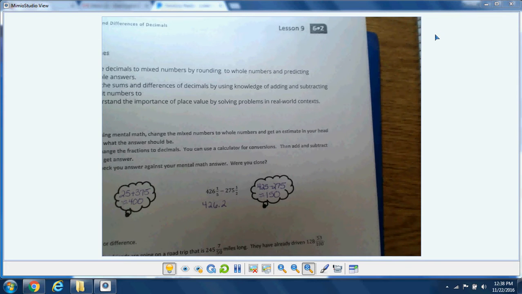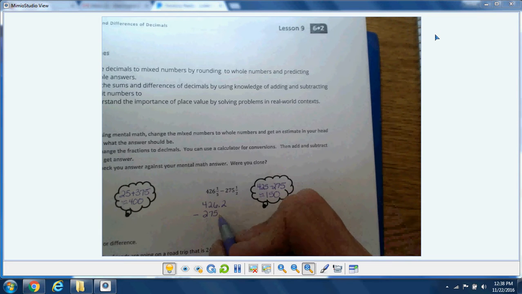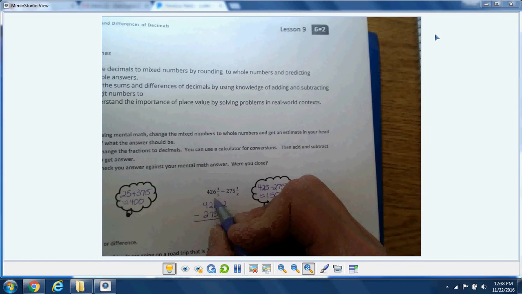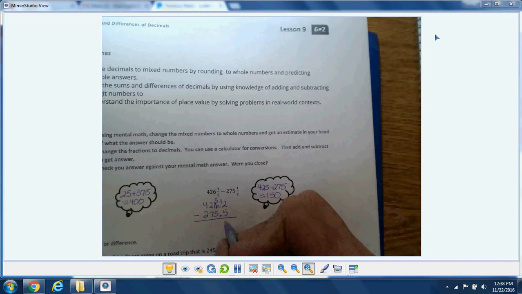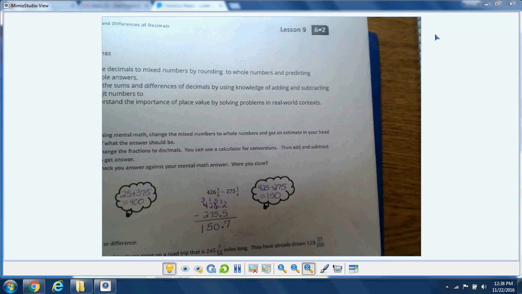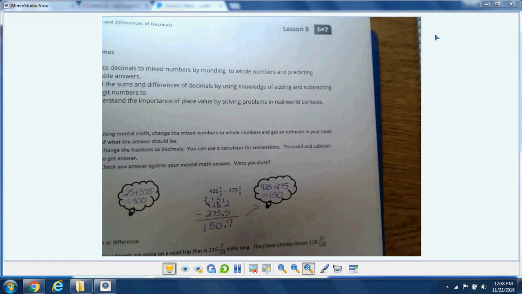So then I know that 1/5 is 2 tenths. Minus 275 and a half. And we know that half is the decimal 5 tenths. So then I have to do some subtracting and I better do some borrowing. I get 150 and 7 tenths. That is really close to what my estimate was, so I know I've probably done the problem correctly.